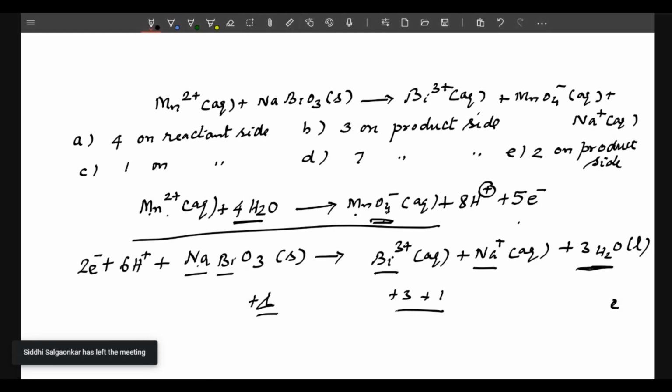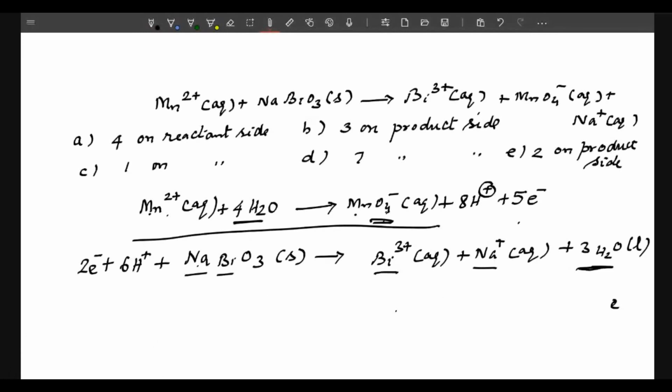Once again, check whether we have correctly balanced or not. Now we have another half reaction. One half reaction, the above one, you call it the oxidation half reaction. The below is a reduction half reaction. How would you identify an oxidation half reaction? Two things. One, if the electron is appearing on the product side, it is an oxidation reaction. If it is appearing on the reactant side, it's a reduction reaction.